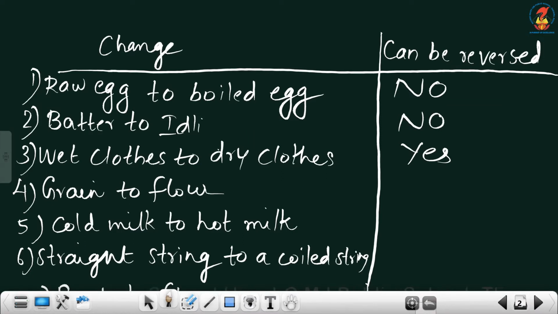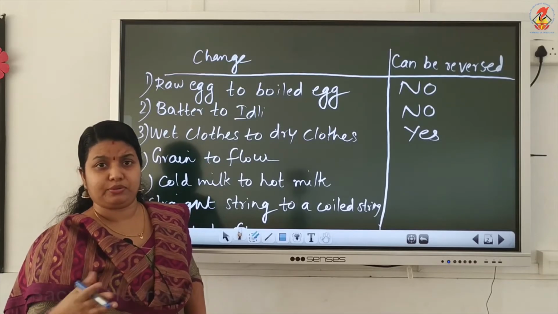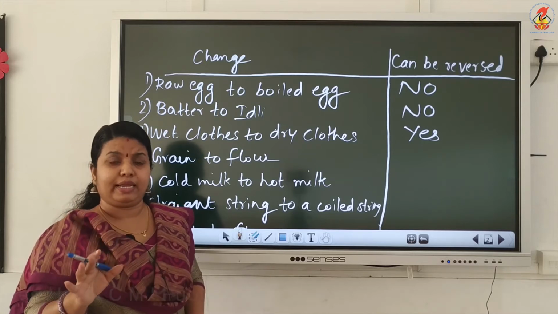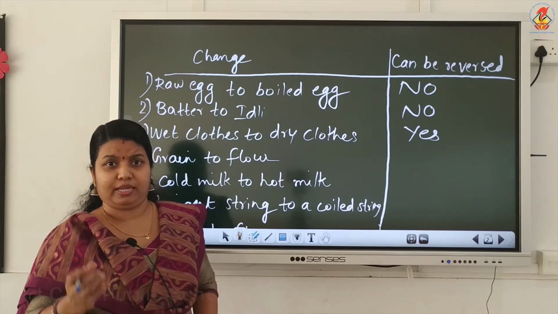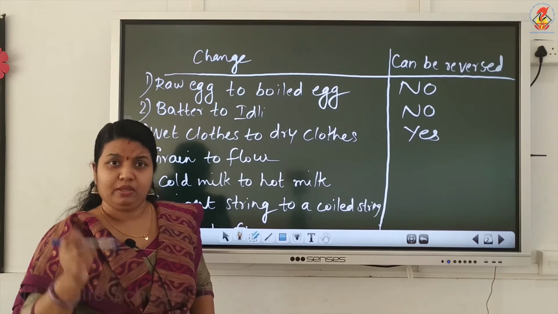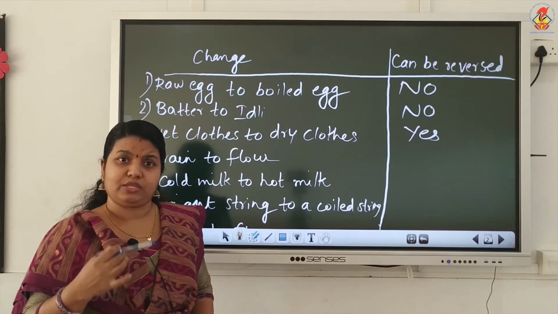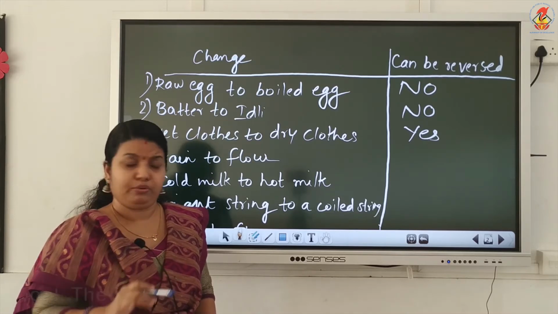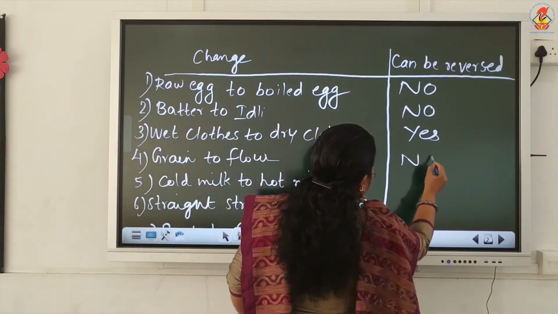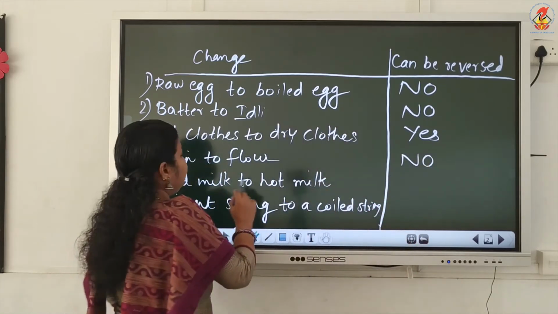Grain to flour. Grains can be ground in flour mills. You can give them to flour mills. They will grind it and you will get flour, rice flour, wheat flour, etc. Can you get the grains, rice or wheat back from the flour? No. Not reversible.